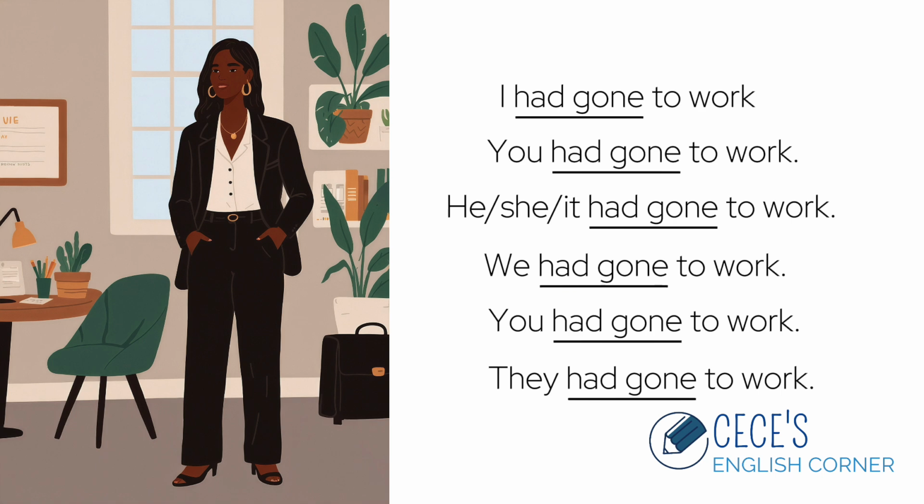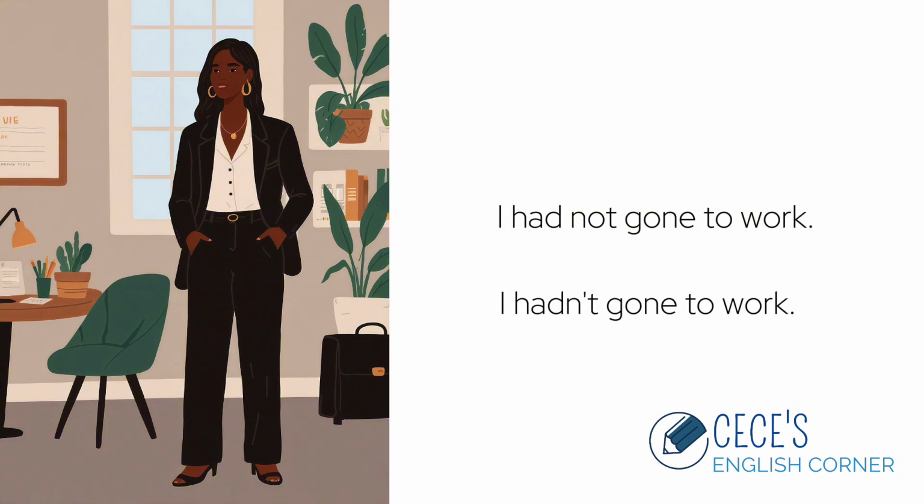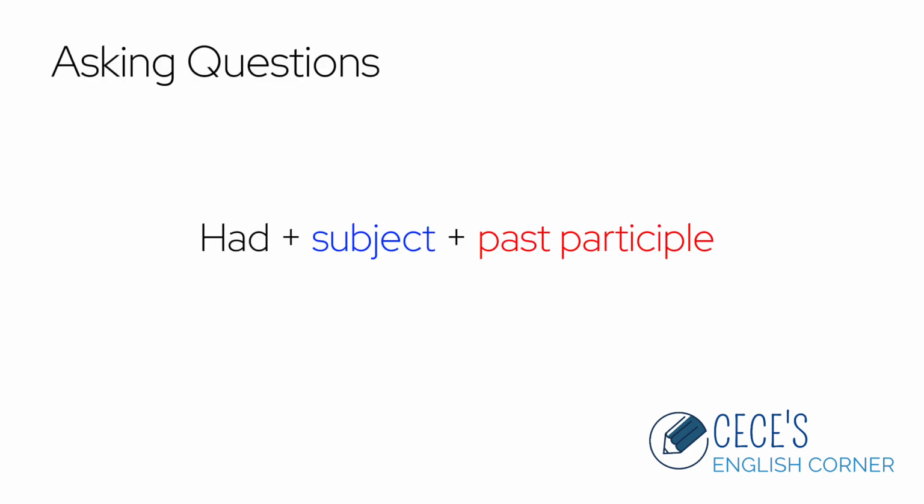In conversation or informal language, you can even use the contracted form. You can say, I'd gone to work, which is the same as I had gone to work. To form the negative, you would say, I had not gone to work, or I hadn't gone to work. Hadn't is the contracted form of had not. To ask a question using the past perfect tense, use this formula, had plus subject plus past participle. For example, had she gone to work? The verb doesn't change based on the subject. In the past perfect tense, the verb always stays the same regardless of subject.